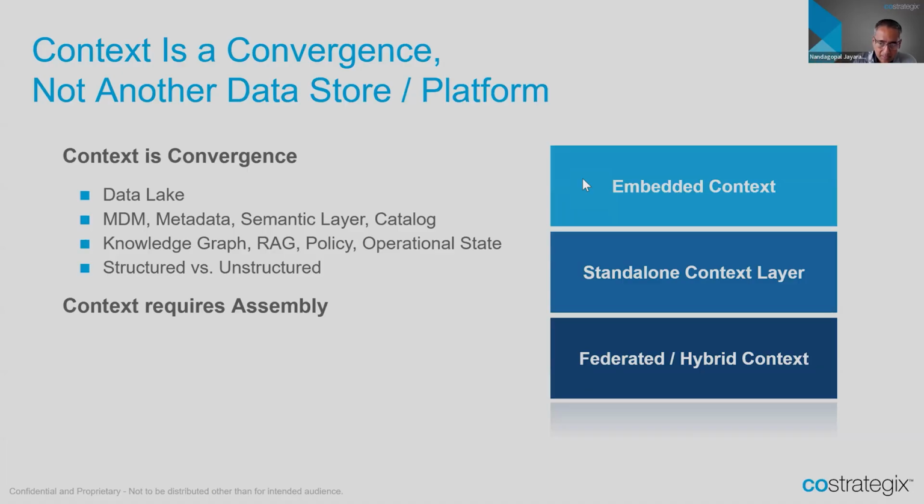But basically, embedded context and then the federated hybrid is where we will go because there are some constraints with the first two. And how do you balance that and implement it? Again, the context layer doesn't have to own all the context. It needs to know how to discover, connect, govern, and assemble the right context at the right time.